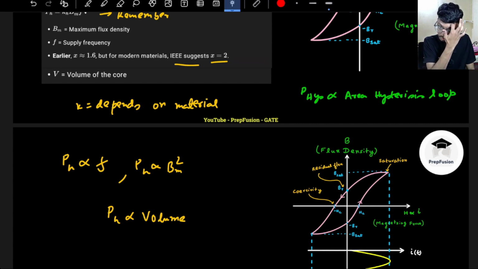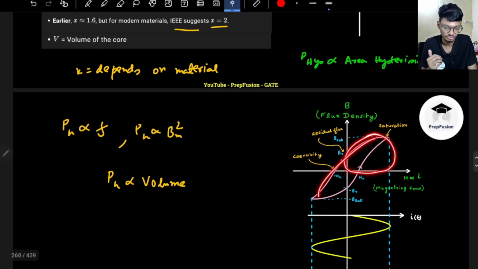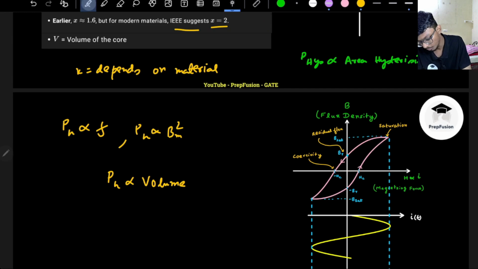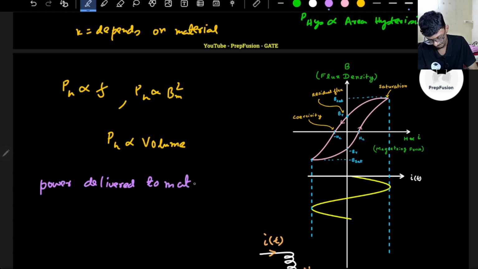So one thing: how is it proportional to the area of this loop? How is it proportional? So what is the power delivered to the material? The power delivered to the material will basically be the product of voltage and current.